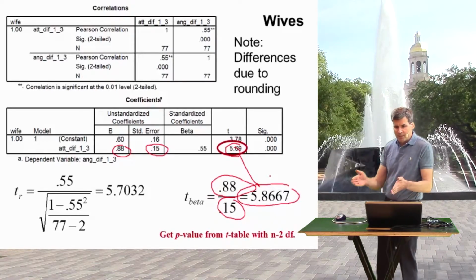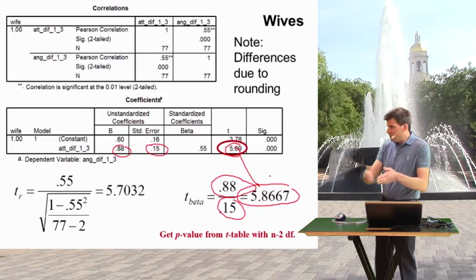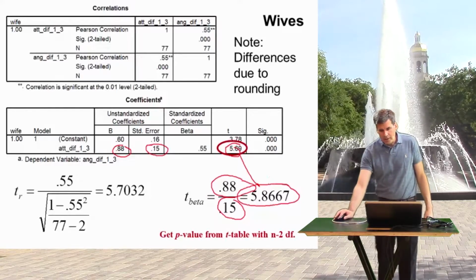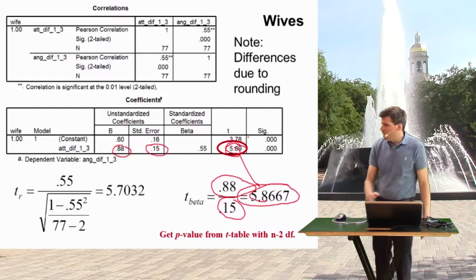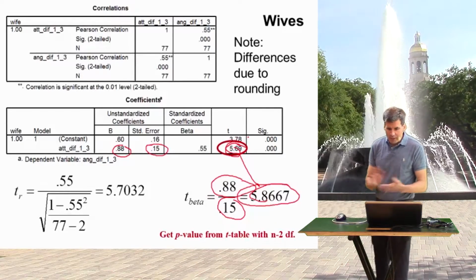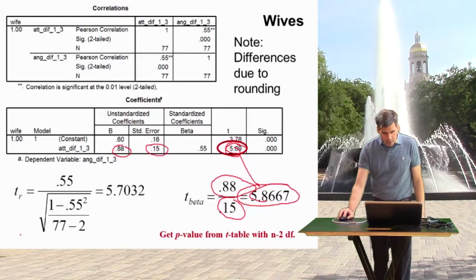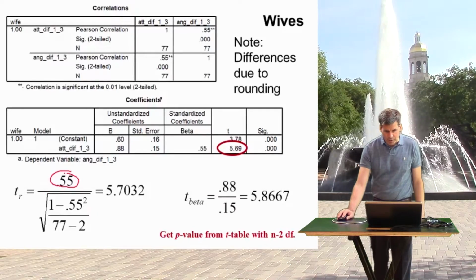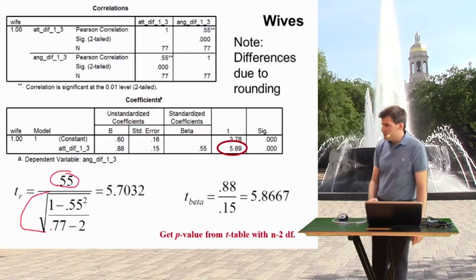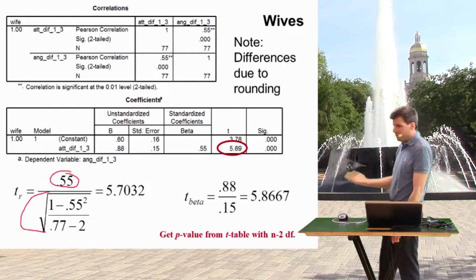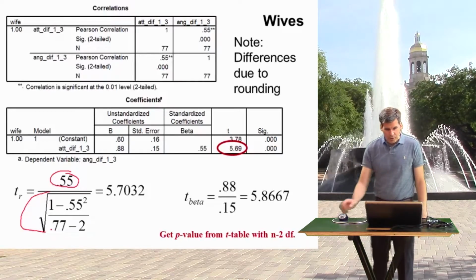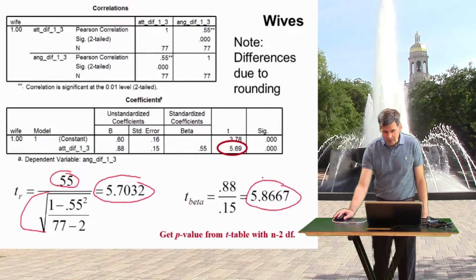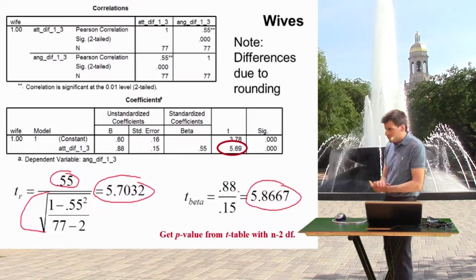If we were using precise beta weights, carried out to the exact beta weight and exact standard error and plugged in, we would get identical values to the table up here. But it's a little bit different because of rounding, so we didn't get exactly the same value. We could also calculate the t-value for our correlation. Here our correlation was 0.55. Down at the bottom, we have the formula for the standard error of the correlation, the square root of 1 minus 0.55 squared divided by n minus 2. And our t-value is 5.7032. Again, note that these are all just a little bit different because of rounding.